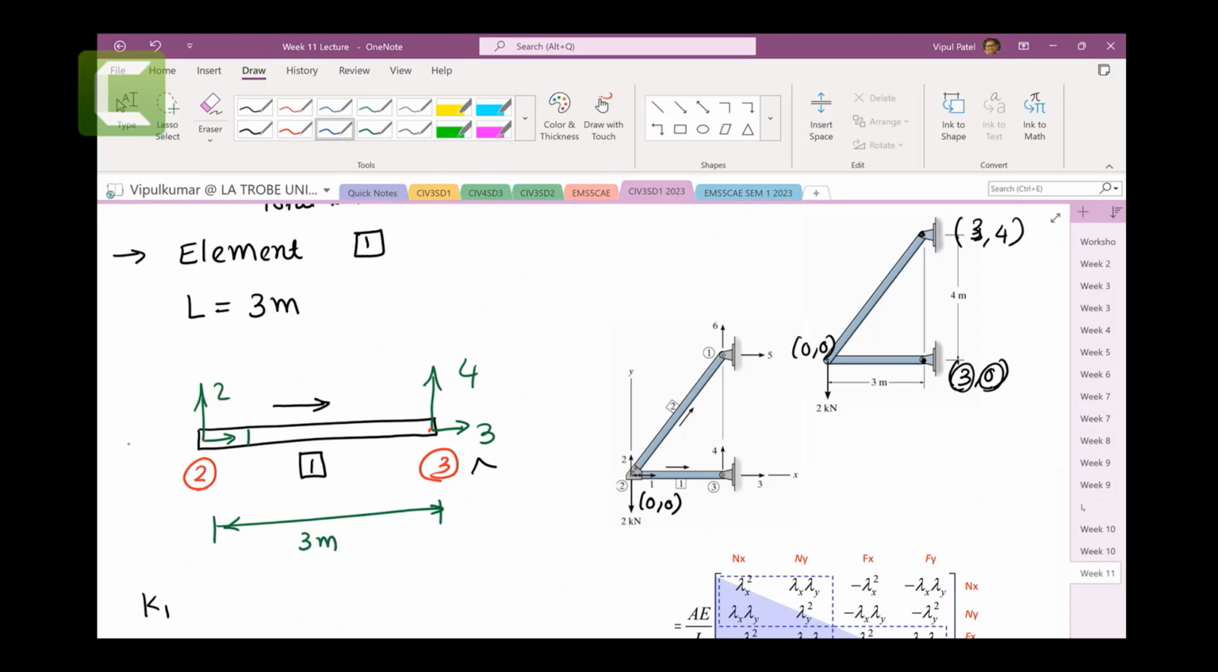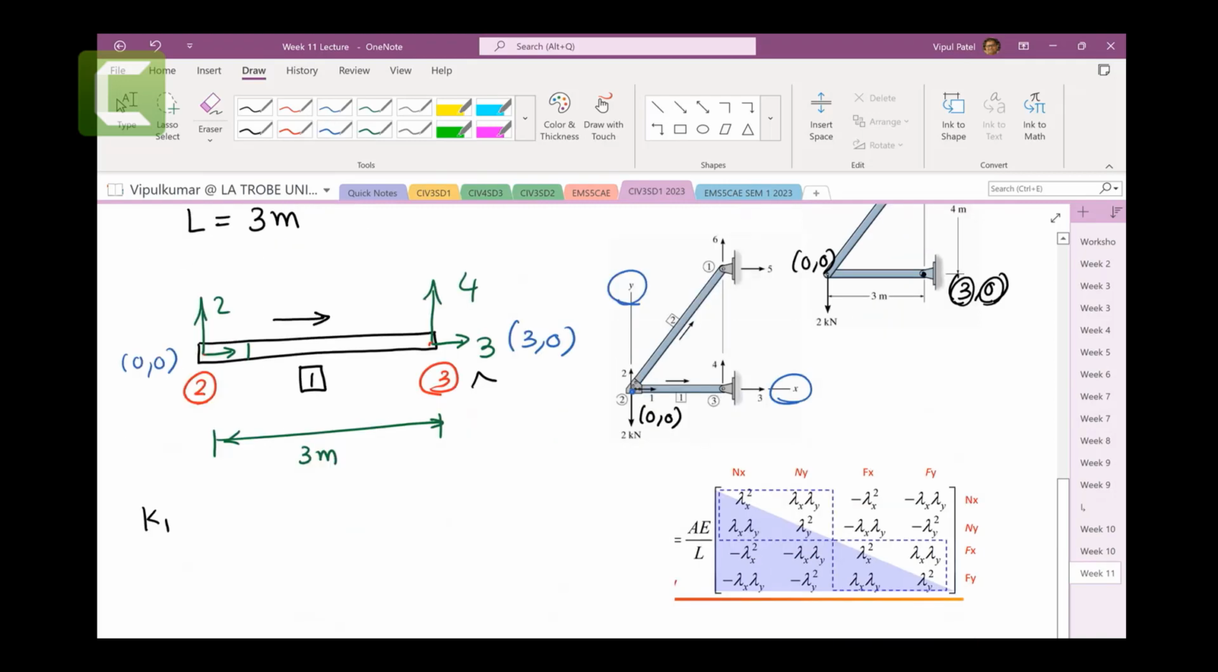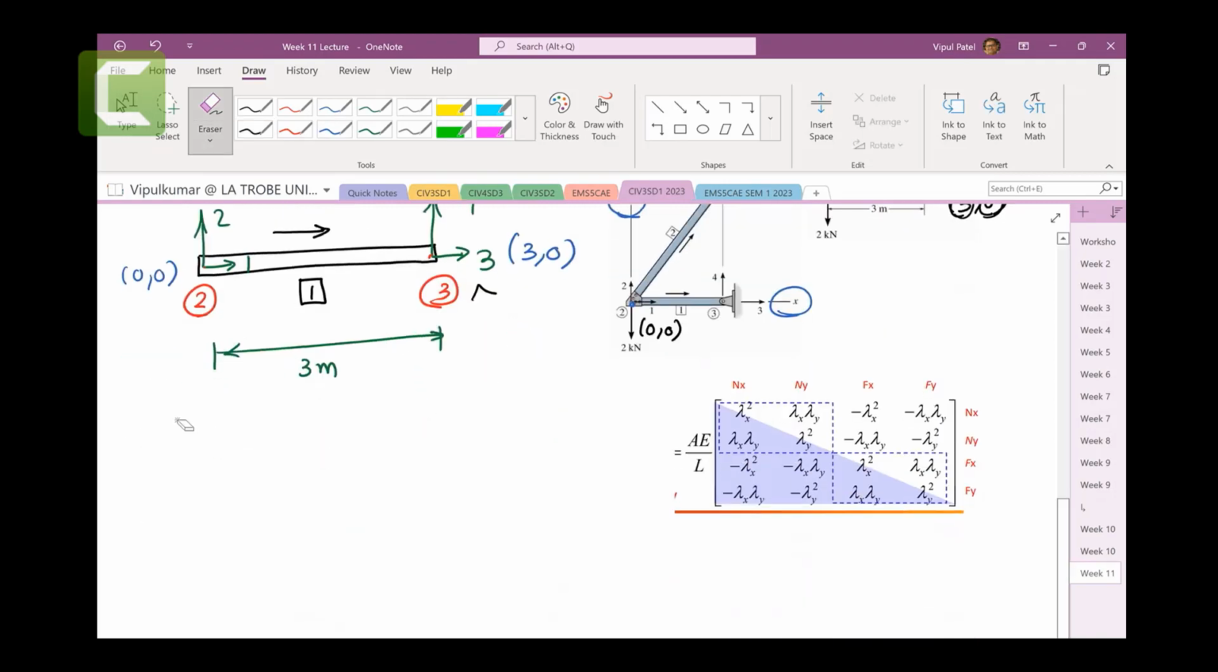If I want to write the coordinates here, it will be 0, 0, and that would be your 3, 0. Those are the coordinates with respect to the global coordinate system, which is already given as you can see here. So before we do the K1, we need to calculate lambda x. Now the equation for lambda x would be x of far node minus x of near node over length. How do we know which one is the far node and near node? This location vector is telling me that this is the near node and this one is the far node, right?